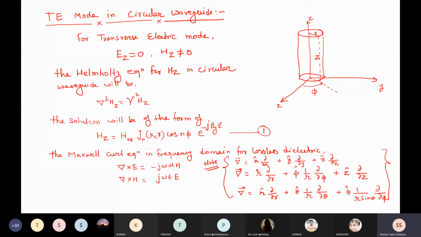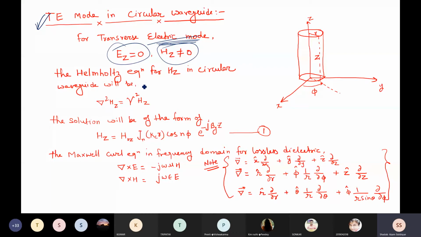You can interrupt anytime. See, now we have the transverse electric mode in a circular waveguide. Already we know transverse electric means Ez should be equal to 0 and Hz should not be equal to 0. If Hz is not equal to 0, this magnetic field component in the z direction will be responsible for carrying the energy from one point to another. So Hz carries the energy throughout the circular waveguide. So here Ez is equal to 0, Hz should not be equal to 0.